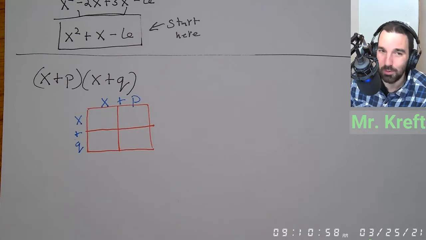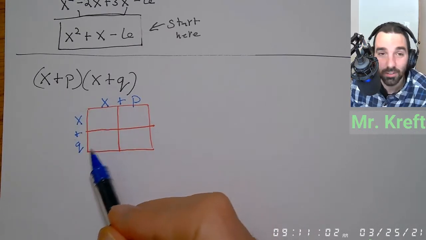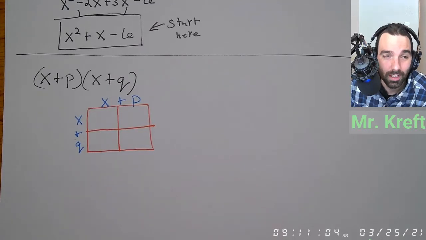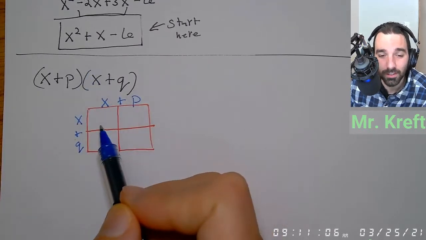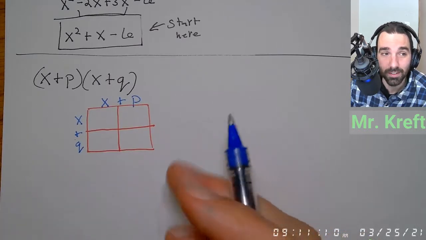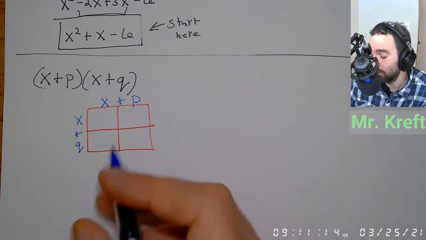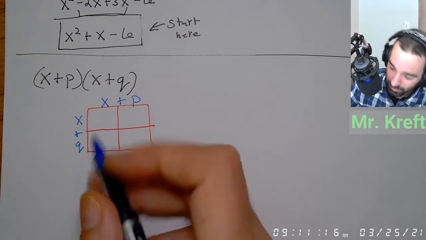Now you're like, Kreft, why are we doing this? Why are we doing p and q? We're doing this, guys, because we're going to see a pattern. And because when you do it with letters, it's not a specific number. So that means that if we find a pattern, it works for any number p and q. That's what we're looking for. That's what's cool about math. We're kind of doing a proof.